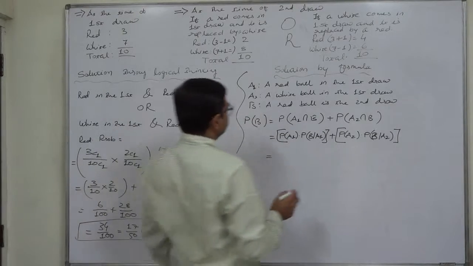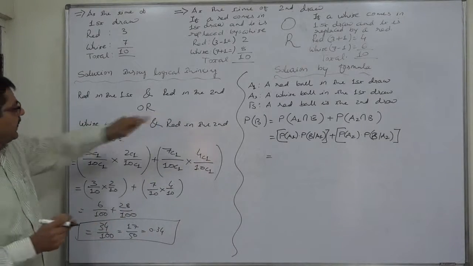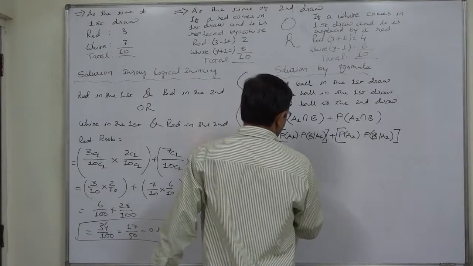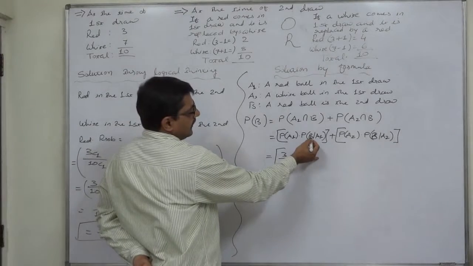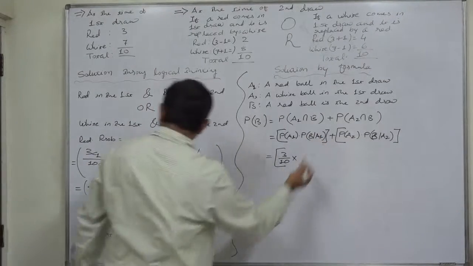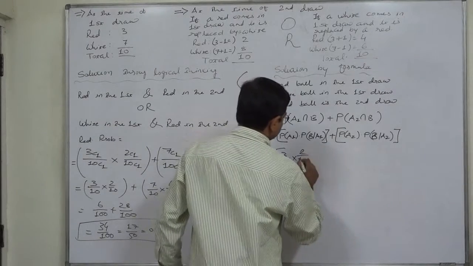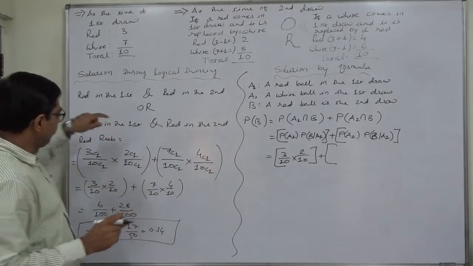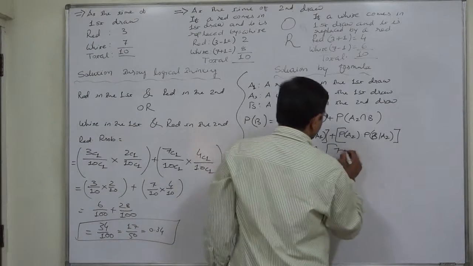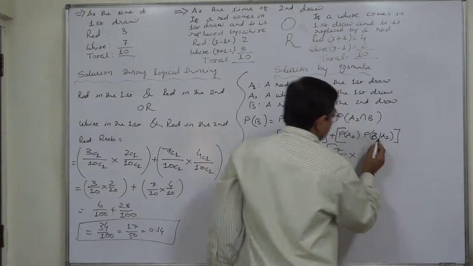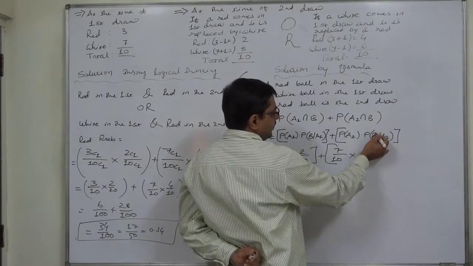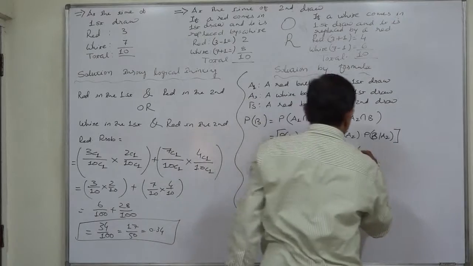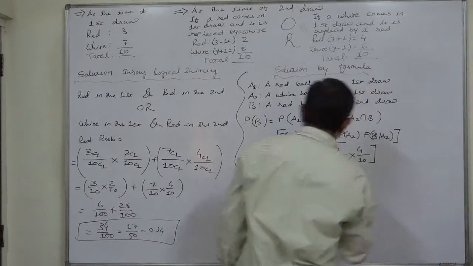Now P of A1, that is probability of drawing a red ball in the first draw, it is 3 by 10, and probability of B given A1, drawing a red ball if a red ball was drawn in the first draw, that is 2 by 10, plus P of A2, probability of drawing a white ball in the first draw, that is 7 by 10 or 7C1 upon 10C1, and probability of B given A2, that is probability of selecting a red ball if a white ball was drawn in the first draw, that is 4 upon 10, 4C1 upon 10C1.